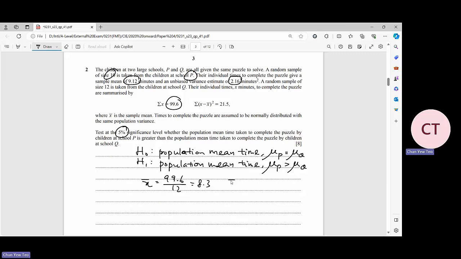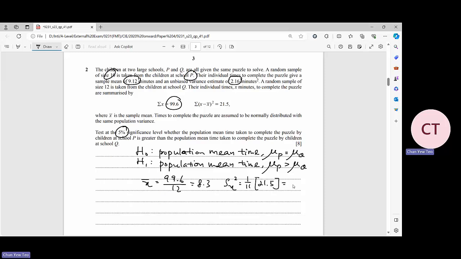Then the unbiased estimate of the population variance, I put it as s x squared. So s x squared is 1 over 11, straight away applying the formula. This one is 21.5.